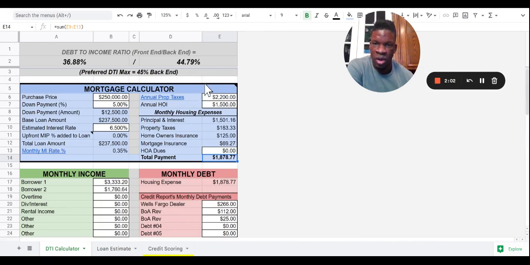So feel free to utilize it, bookmark it. Anytime you have a different house that you're looking at with different numbers, you can always come in here and plug it and see what the numbers will look like in relation to what you qualify for, knowing what your max debt to income ratio is.